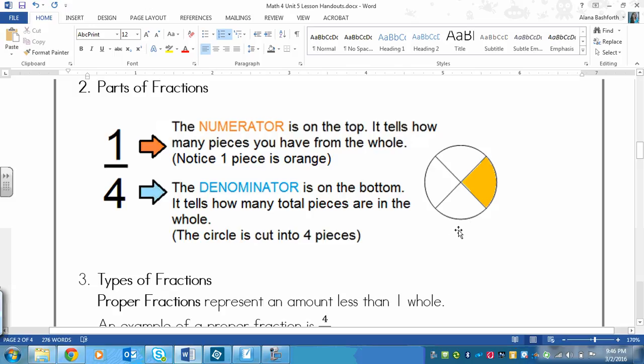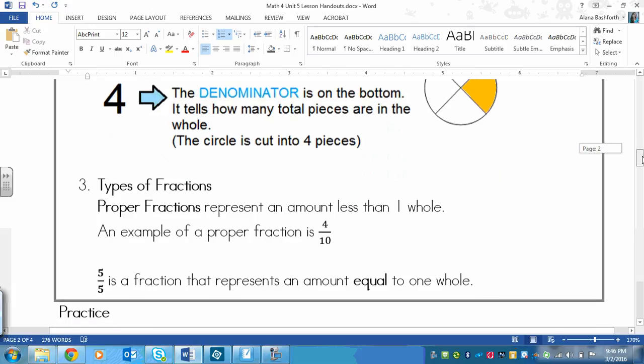Okay, so the total pieces, not the rest of the pieces, the total pieces. So some of us get tricked and we go 1, 2, 3. We forget to include the shaded as well for 4. So total on the bottom, shaded, or it could be just the not shaded on the top, depending on what the question asks.